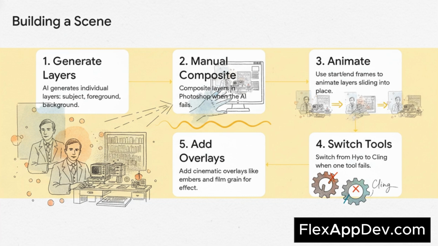Now, the key thing here is the AI couldn't quite put them together right, so step 2 was a quick manual fix in Photoshop. Once they were layered correctly, that became the start and end point for the animation. And check out step 4. One AI tool didn't work, so they just switched to another one that did. It's all about being flexible. The final touch? Some cool cinematic effects to really sell that documentary vibe.